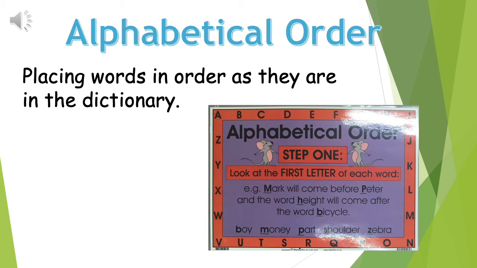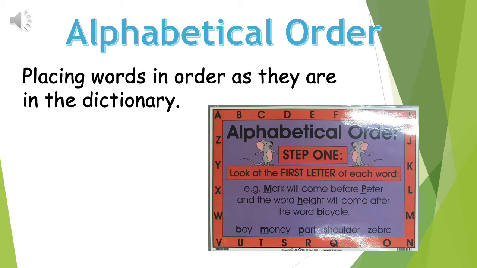Now we will learn how to place words in alphabetical order, placing words in order as they are in the dictionary. There are 3 steps to doing this. Step 1. Look at the first letter of each word. For example, Mark will come before Peter, and the word height will come before the word bicycle.